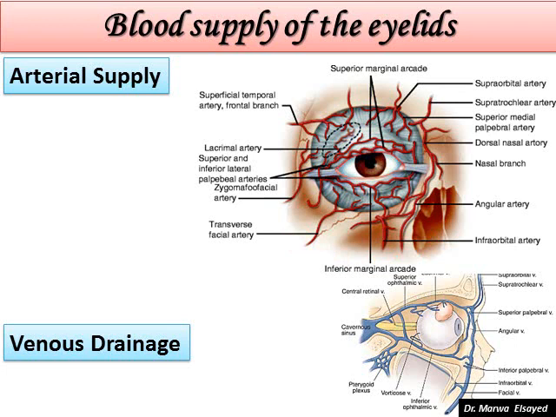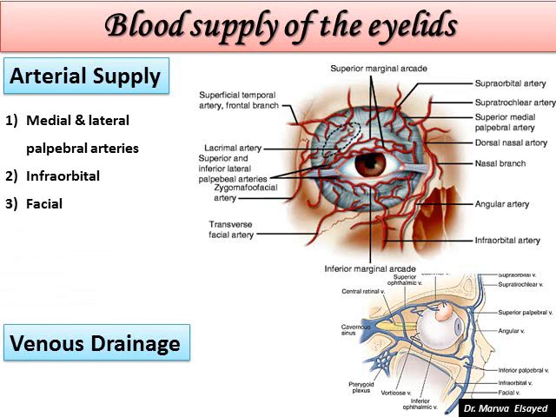To summarize the blood supply of the eyelids, it is taken mainly from the medial and lateral palpebral arteries, each of which is divided into superior and inferior divisions, making arterial arcades forming the main arterial supply of the eyelids. Other arteries include the infraorbital, facial, transverse facial, and superficial temporal arteries.